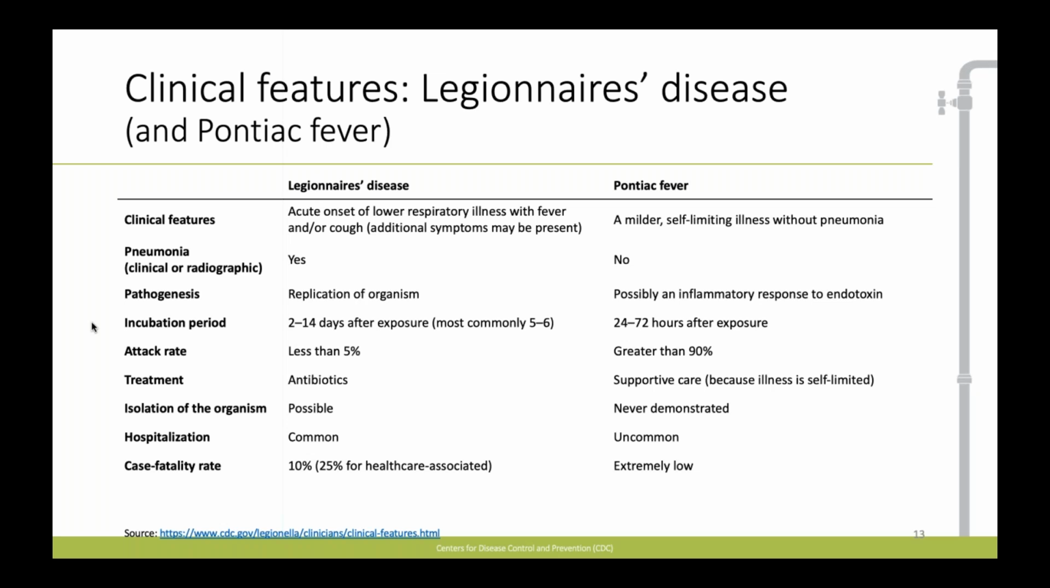The attack rate is pretty low for unknown reasons. Even in situations where you have a pretty high dose of bacteria, only about 5% of those exposed develop full-blown illness. Treatment is antibiotics. A number of first-line antibiotics are very effective against Legionnaire's disease. Isolation of the organism, I mentioned, is possible. Hospitalization is very common, partly as a result of the way data is generally identified. Almost all cases of Legionnaire's disease reported in the United States are among patients who were hospitalized. And as mentioned previously, the case fatality rate is about 10%.